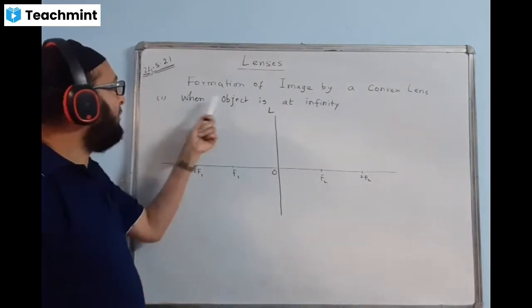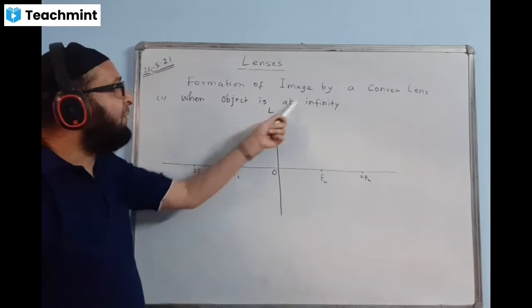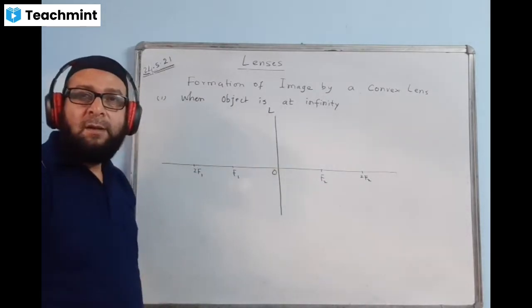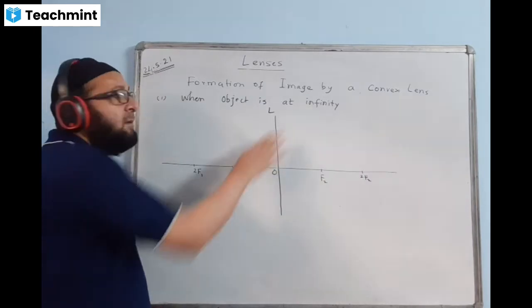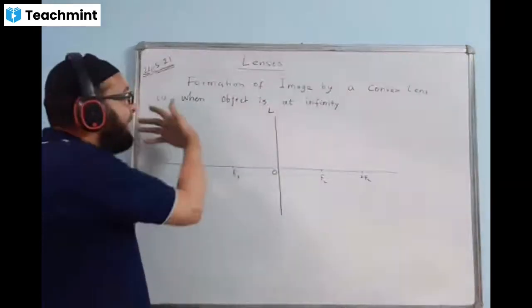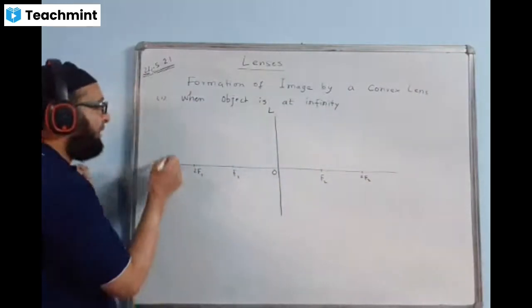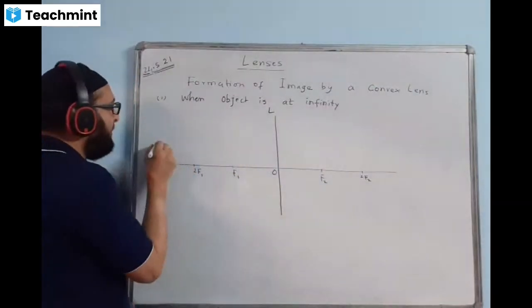Now we draw the object, or we see where the object is. When the object is at infinity, the object will be too big and we cannot draw it. An object at infinity will send rays parallel, like this, in the form of parallel rays. So I'll show one ray above the principal axis.